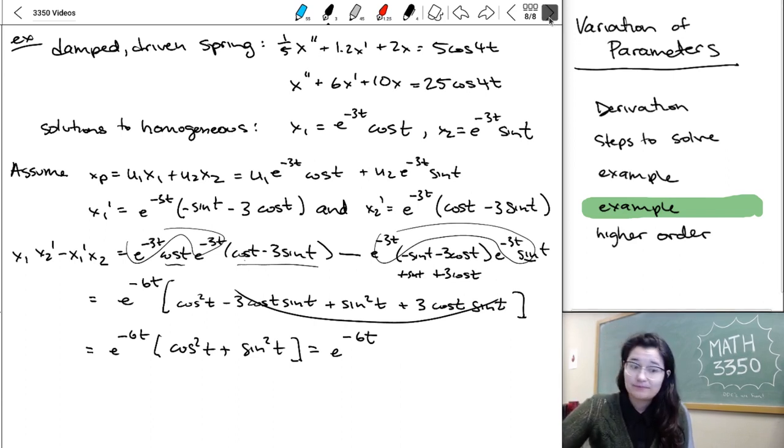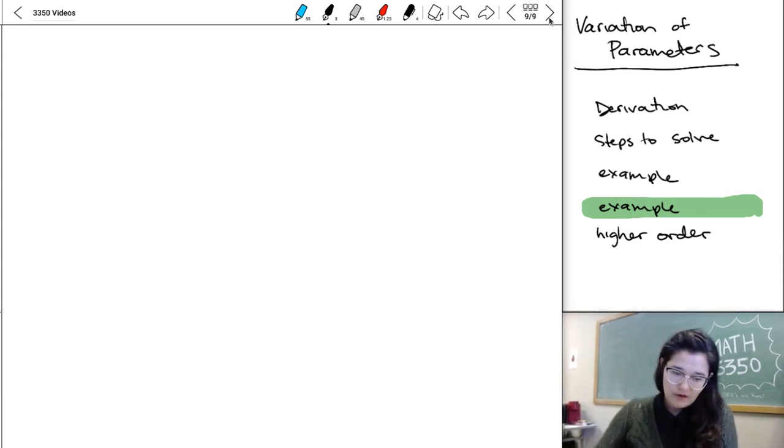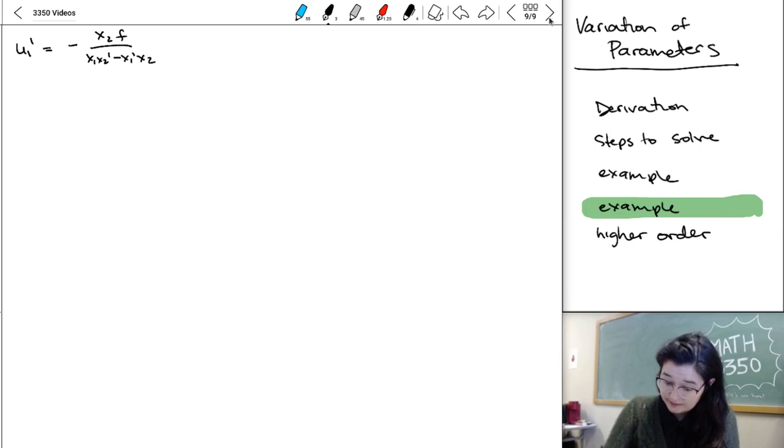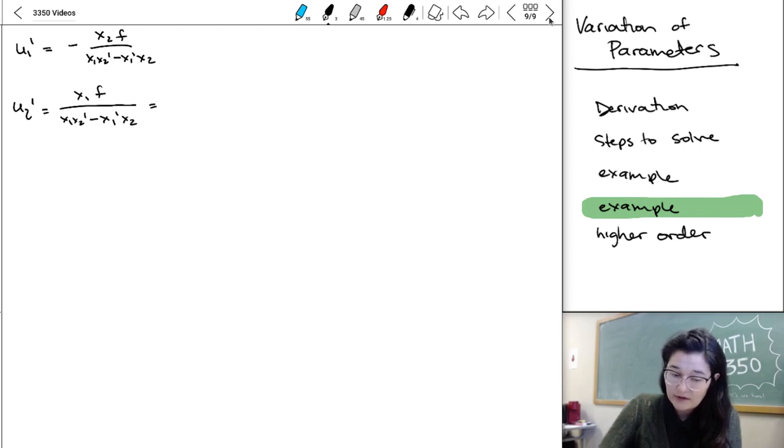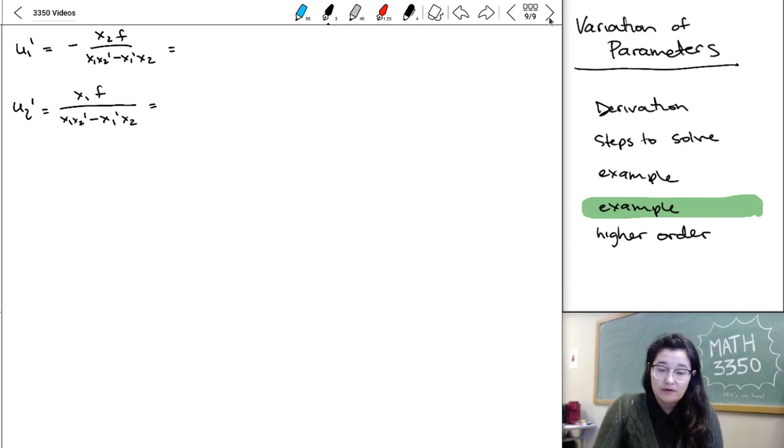And now we've got that u1 prime is supposed to be minus x2 times f divided by x1, x2 prime minus x1 prime, x2. And u2 prime is x1 f divided by x1, x2 prime minus x1 prime, x2. So we just have to plug in what our x's and f's are.